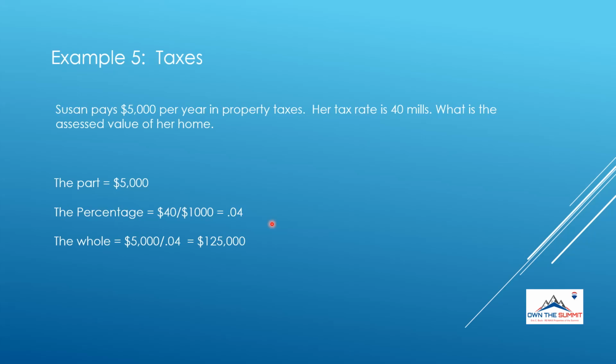$125,000. We could also look at this in an alternative way. We have $5,000 that she pays. She's paying $40 per 1,000, so divide 40 into 5,000. We get 125 of those 40s. So we have 125 thousands that she's paying. That's 125,000.